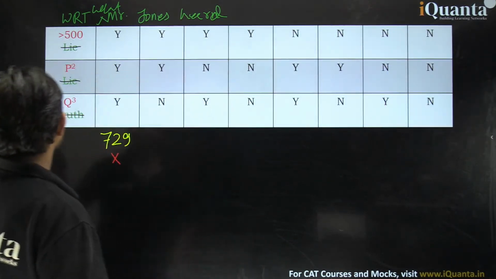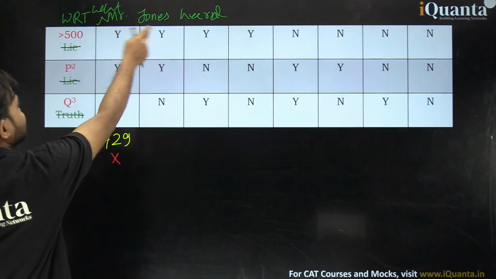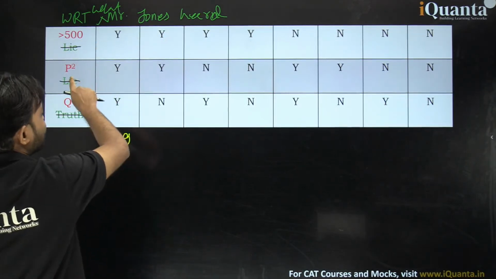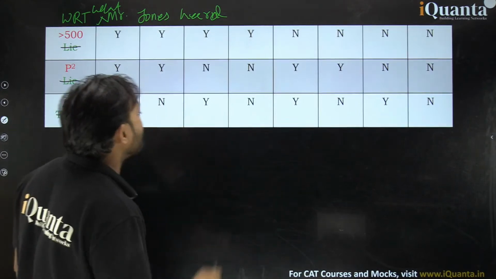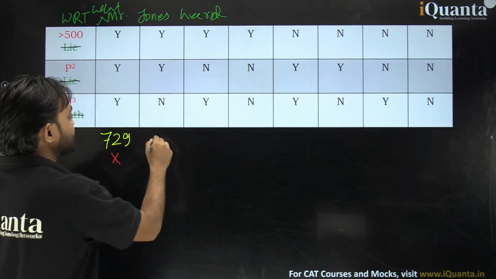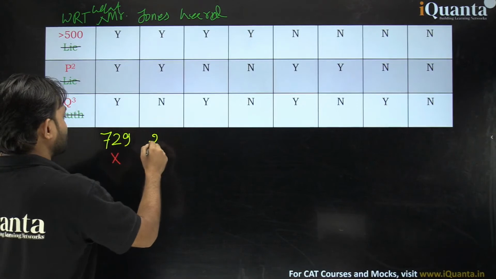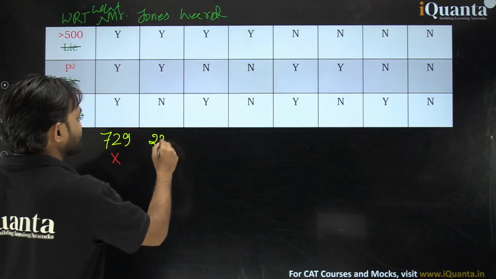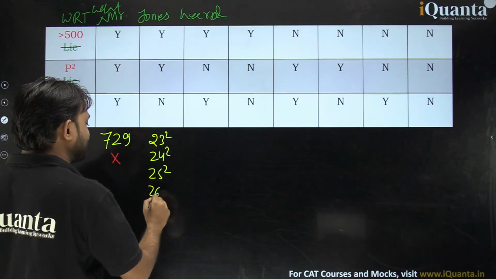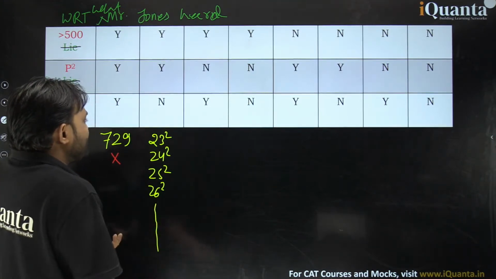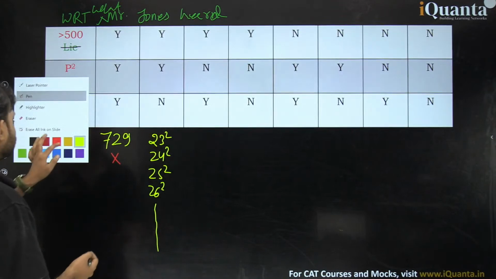Now, number is greater than 500, yes. Number is a perfect square, yes. Number is a perfect cube, no. How many possibilities are there? It could be 23 square, 24 square, 25 square, 26 square. So many cases. So this is also not valid.